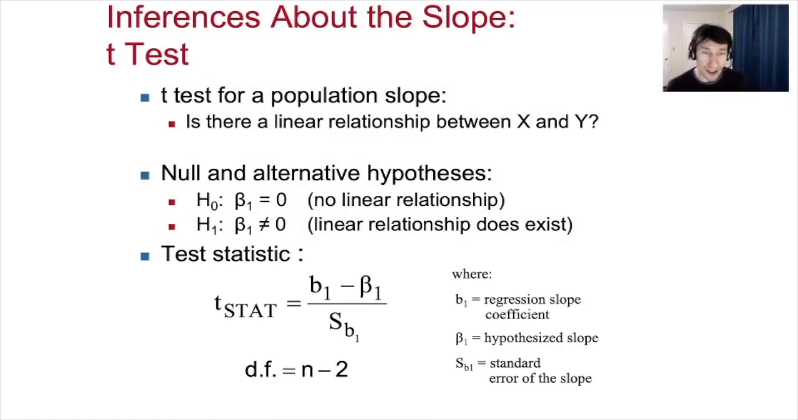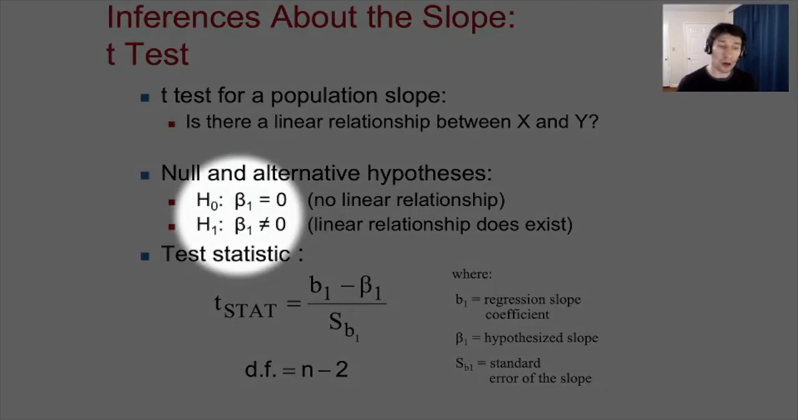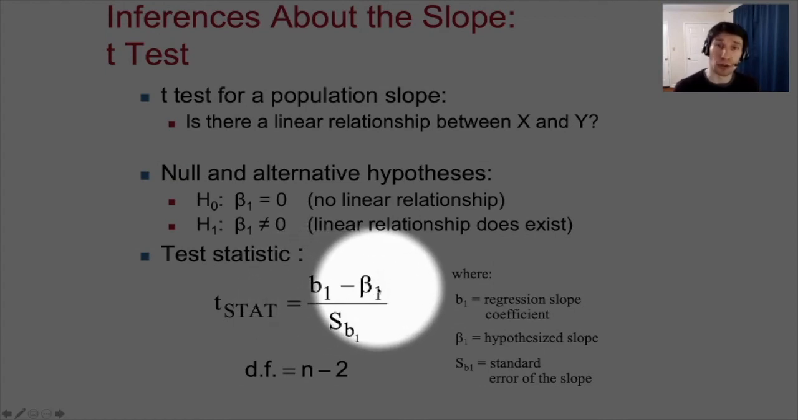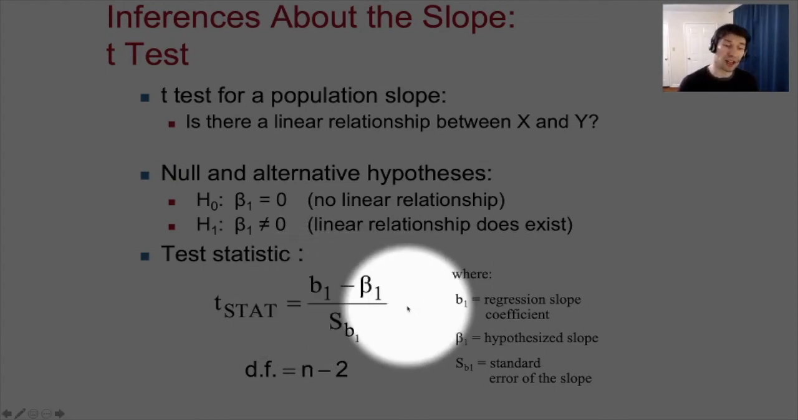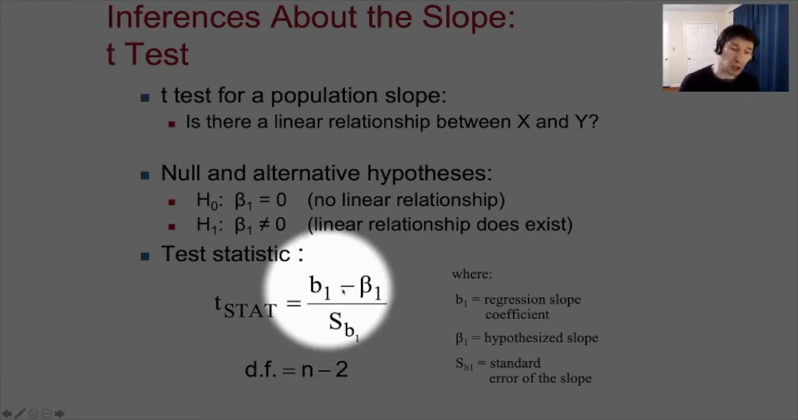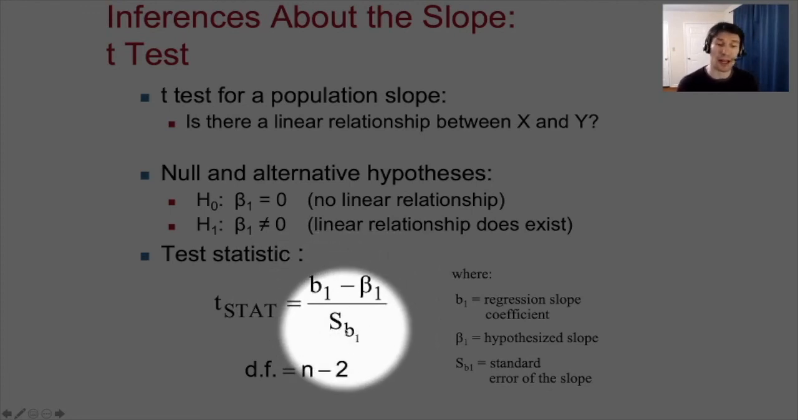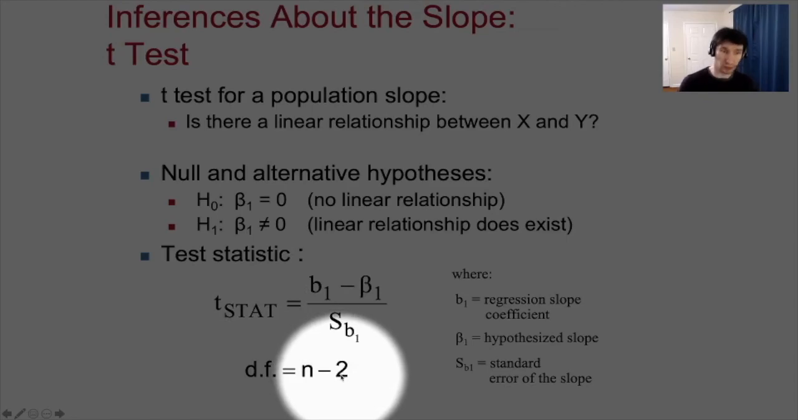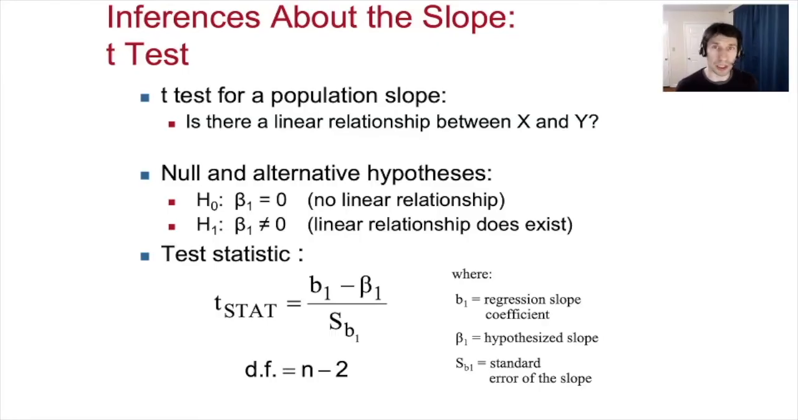So our test statistic is going to look exactly the same as our test statistics before. It is the value of the estimate minus the value that is hypothesized, divided by a standard error. So in this case, b1 minus beta 1 divided by SB1. And this t-stat has degrees of freedom equal to n minus 2. All of these should look very familiar. It is similar to all of the hypothesis tests that you have been using so far.